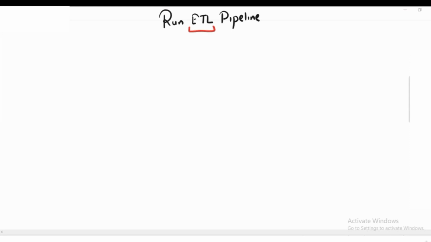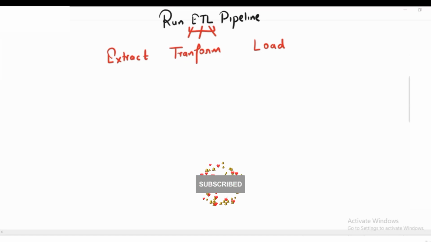ETL basically means E for extract, T for transform, L for load. It means the first step is to extract data. The second step is to do a transformation on top of the data. The third step is to load this data. That's it. ETL is all about extract, transform, load.